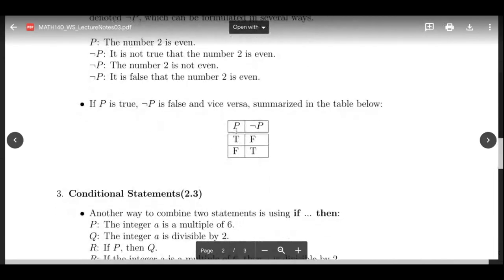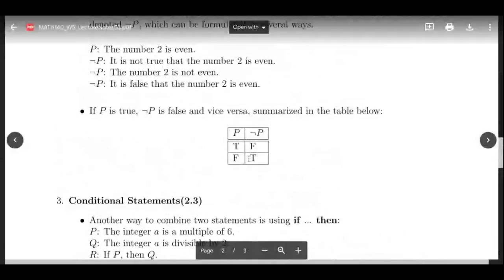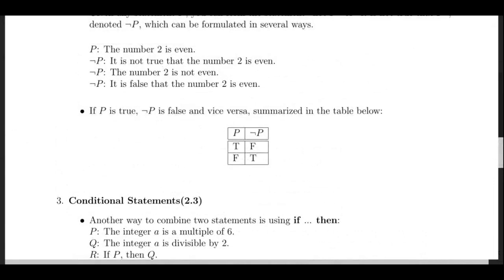So that's the truth table. The truth table is this: P, not P. If P is true, then not P is false. If P is false, not P is true. All right, truth table. Okay, any questions so far? So we have to remember a bunch of commands and notations associated with them.